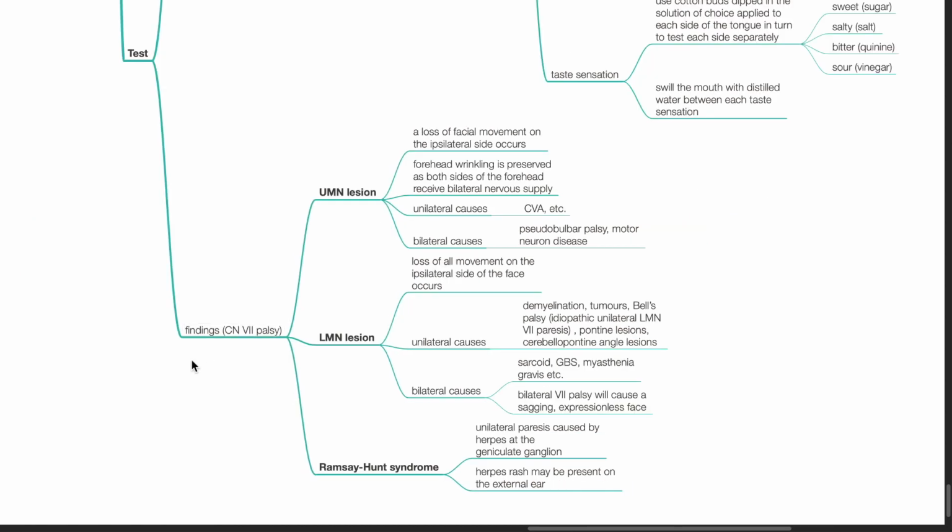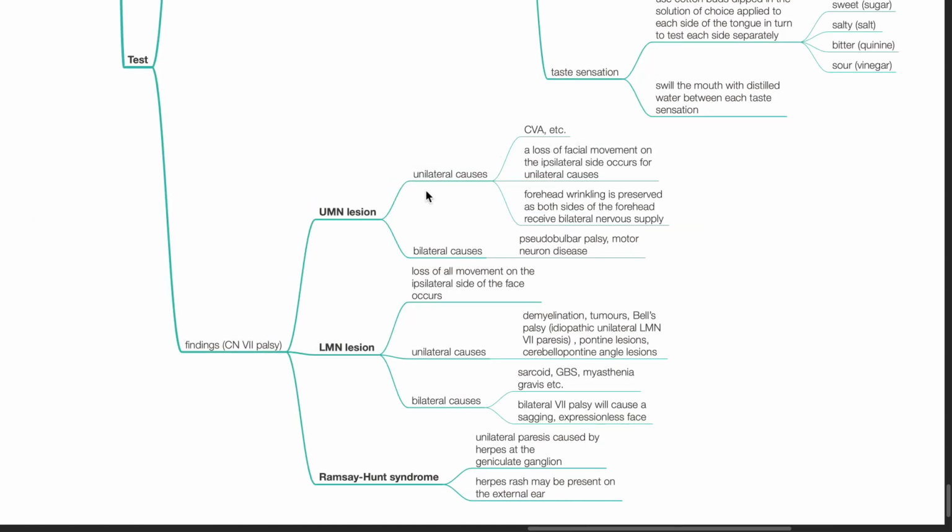Findings during cranial nerve 7 palsy. For upper motor neuron lesion, unilateral causes include cerebrovascular accident, etc. There is a loss of facial movement on the ipsilateral side. Forehead wrinkling is preserved as both sides of the forehead receive bilateral nervous supply. For bilateral causes, this includes pseudobulbar palsy and motor neuron disease.